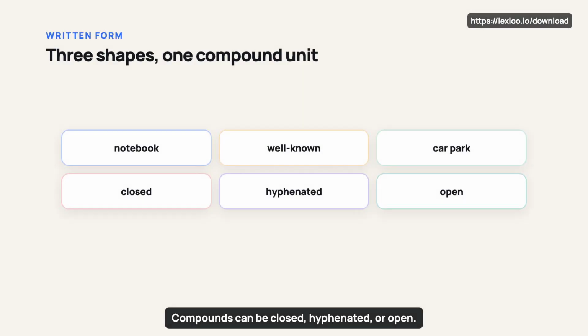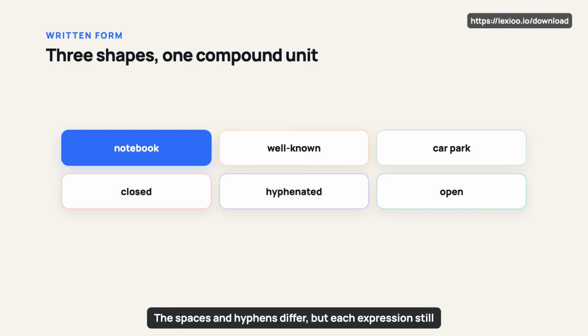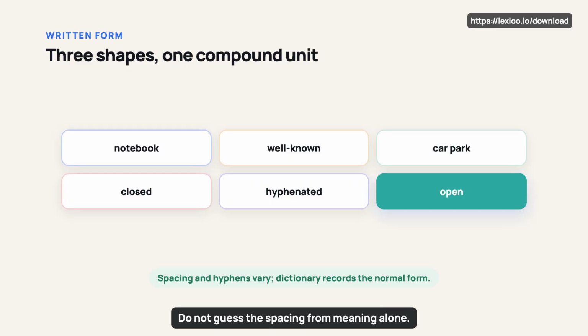Compounds can be closed, hyphenated, or open. You may see notebook, well-known, and car park. The spaces and hyphens differ, but each expression still acts as one established lexical unit. Do not guess the spacing from meaning alone. A reliable dictionary records the normal written form and regional differences.